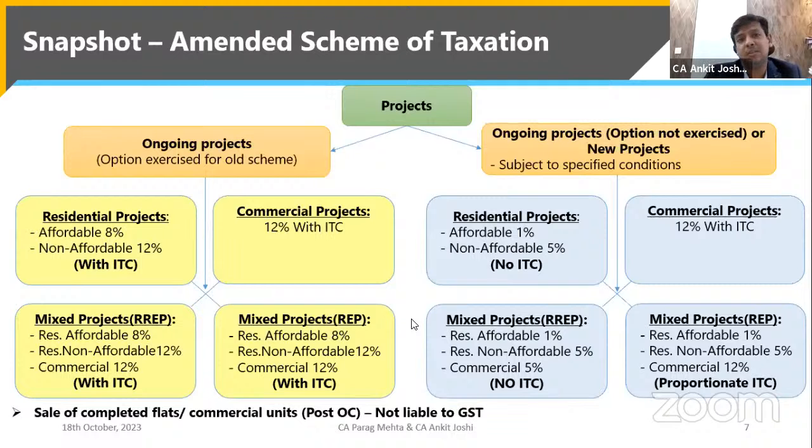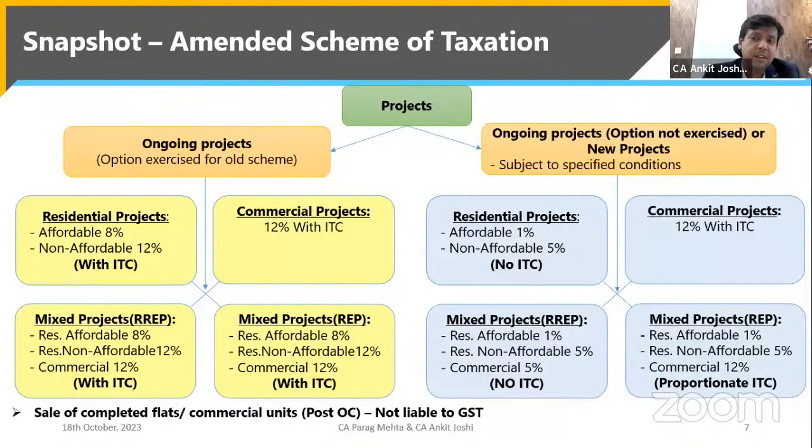But what happens if he has opted for the new scheme? If it is a residential project, the entire project is residential and you are falling under the affordable scheme, then GST will be at 1%. If you are falling under the non-affordable scheme, then GST will be applicable at 5%. In both scenarios, ITC will not be available. Vis-a-vis, if there is a mixed project, RREP, where commercial area is up to 15%, in that case also the project will be considered as residential, and affordable is 1%, non-affordable 5%, and commercial 5%, again without any ITC.